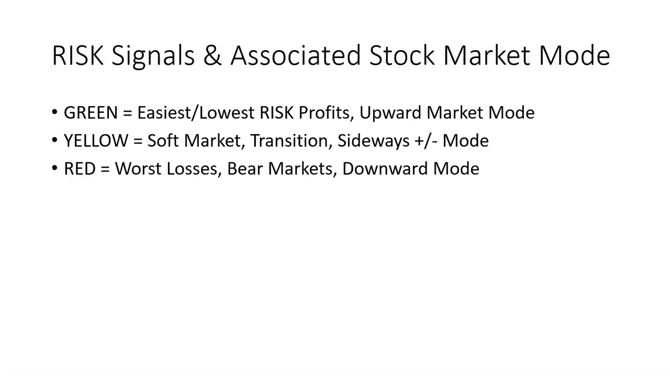When the signal is green, this is when you're going to have your easiest, lowest risk profits, and this is when the market is generally in an upward market mode. When the signal is yellow, this is when we have a soft market, and the market is generally sideways to slightly up or down in a yellow signal environment. And what you're going to find is when the market mode or risk signal, you can refer to it either way, is red, the worst losses, including bear markets, are going to happen in a red signal environment. So when the signal is red, the market is generally in a downward mode.